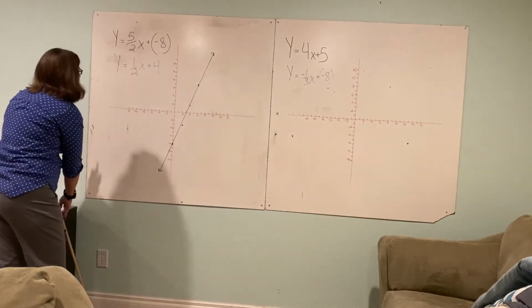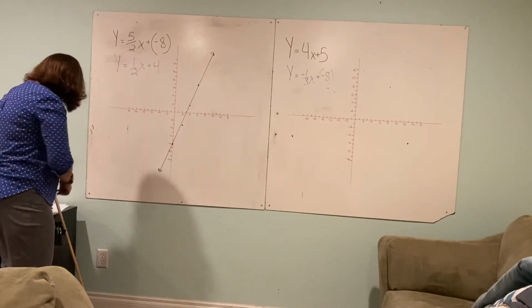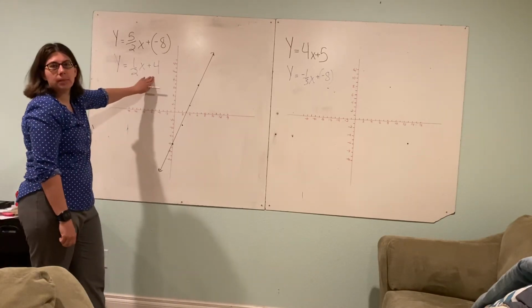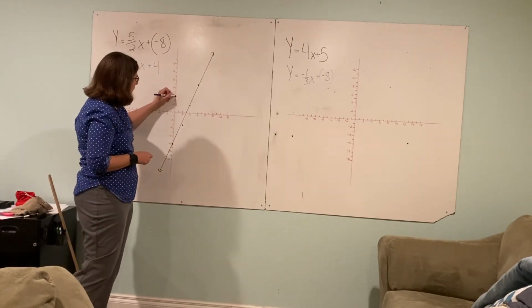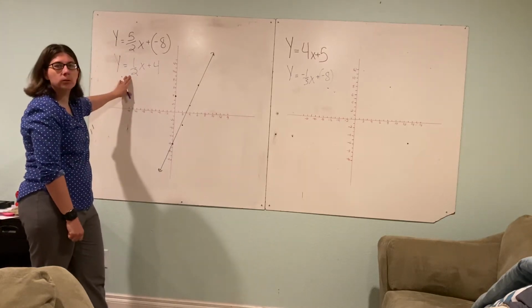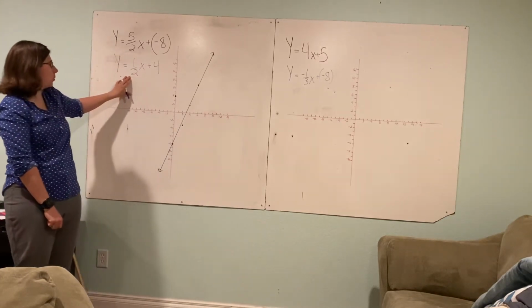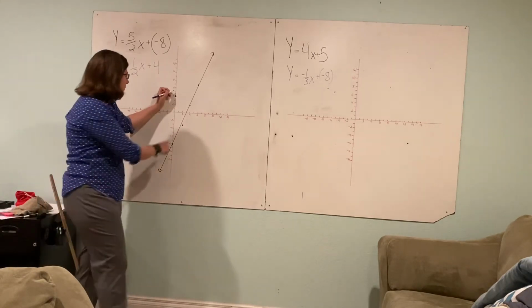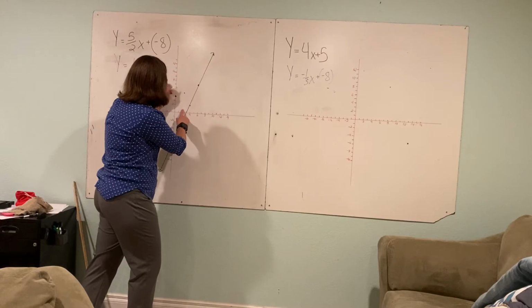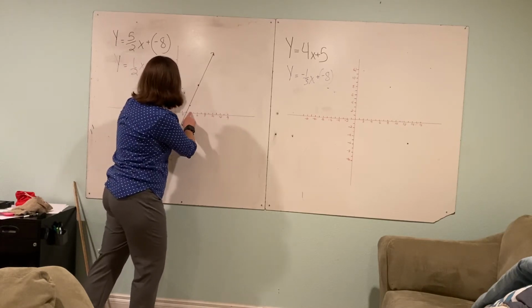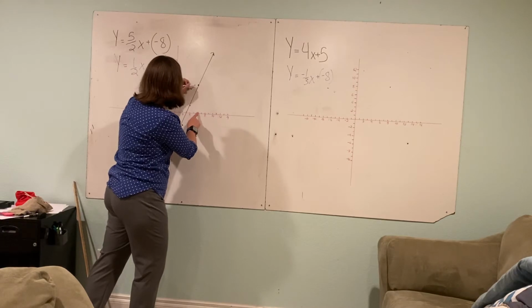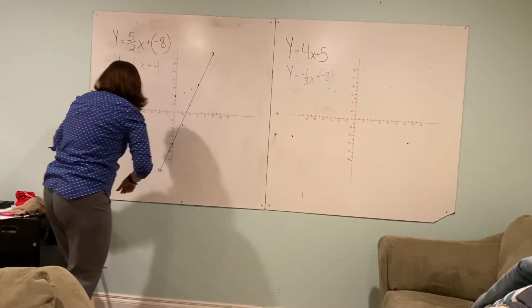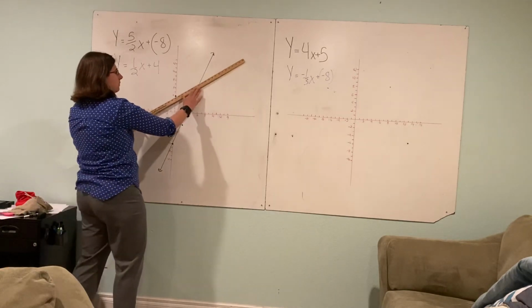Okay, our next equation, y equals 1/2 x plus 4. Our y-intercept is 4, so we're going to go on the y-axis and put our point on 4. Our slope is 1/2, so we're going to go up 1, right 2, up 1, right 2, up 1, right 2. Draw on several points.